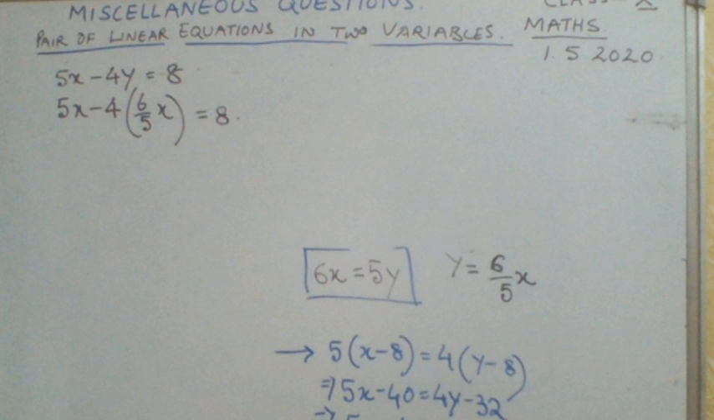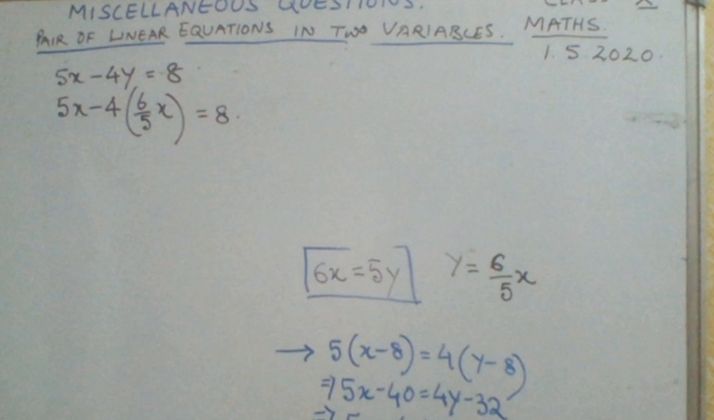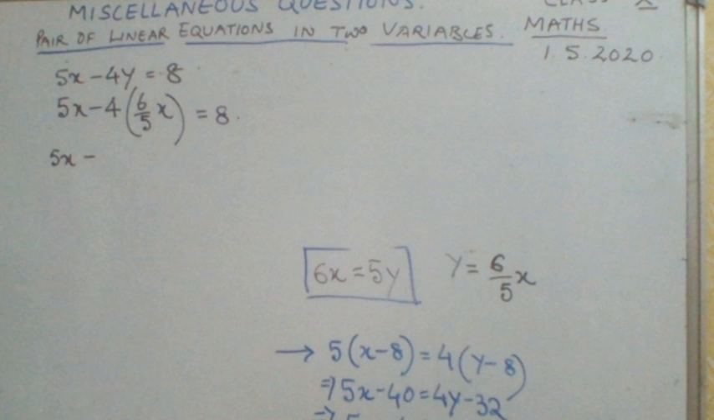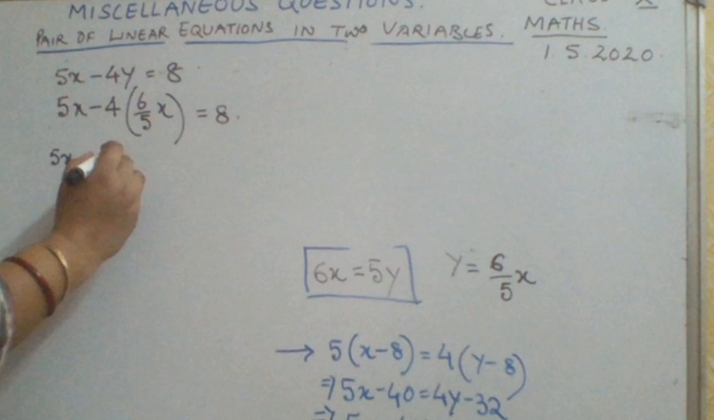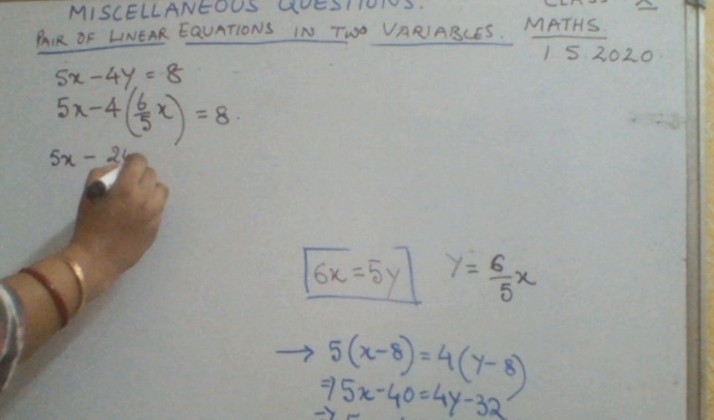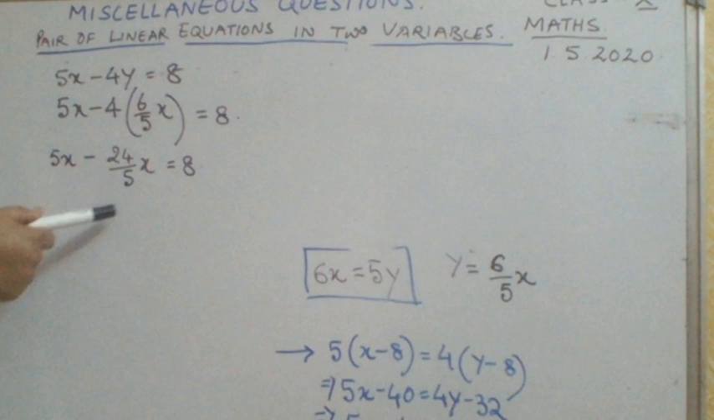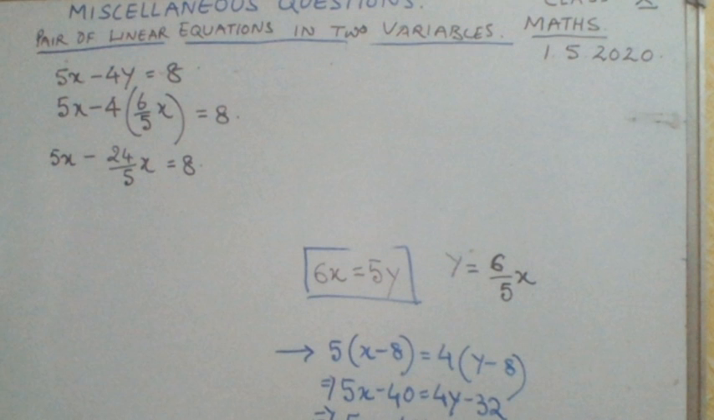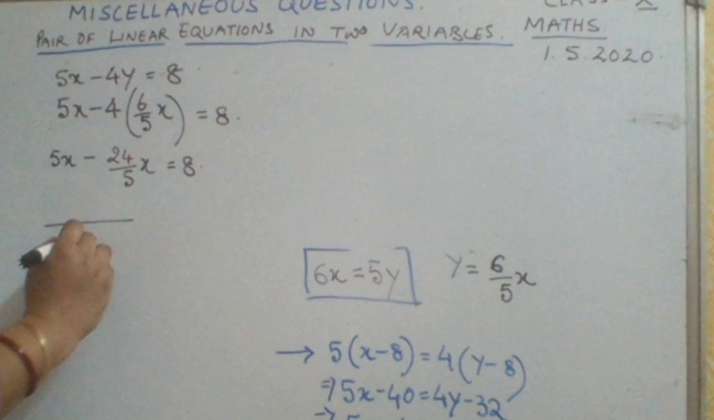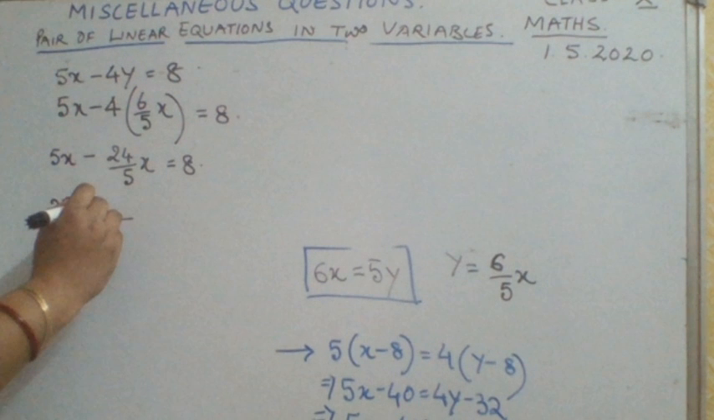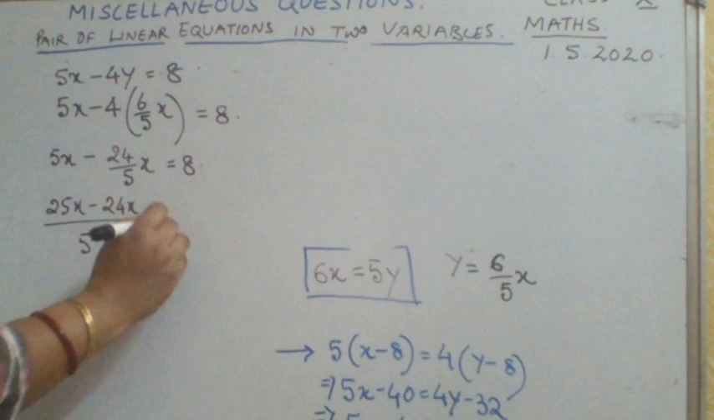So now this is 5x minus 24 upon 5x is equal to 8. So for y we have substituted 6 by 5x. Now this is 24 upon 5x equal to 8. So here goes your LCM. LCM is 5. So this is 25x minus 24x equal to 8.